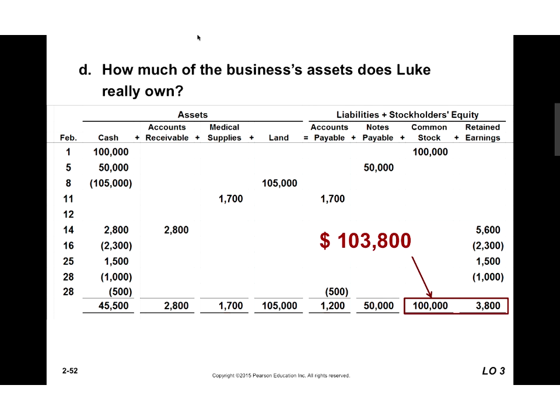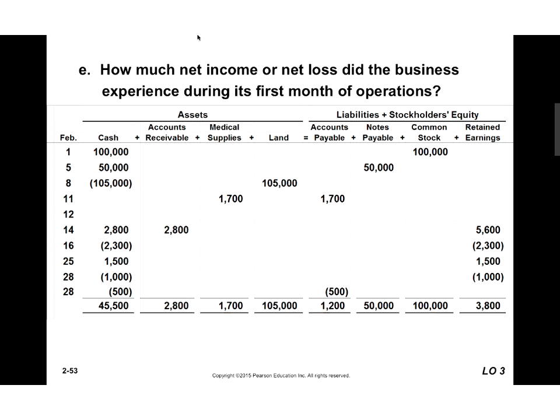Okay, the next question is asking for how much net income or net loss. Now, net income and net loss are calculated as revenues minus expenses. We did that last week. So when I look at this, I don't have any column that says revenues minus expenses. But when I recorded these transactions, the 5,600 was revenue out in that last column. Revenue was 5,600. Then I had expenses of 2,300, another 1,500 of revenue, and expenses of 1,000. So the answer for this particular question is 3,800.